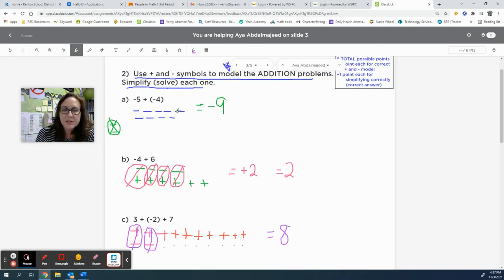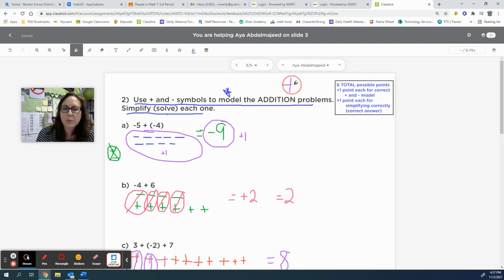Each one of these was worth 2 points. The model was worth 1 point, and the correct answer was worth another point. So a total of 6 points were possible on this page. Okay. Page 4.